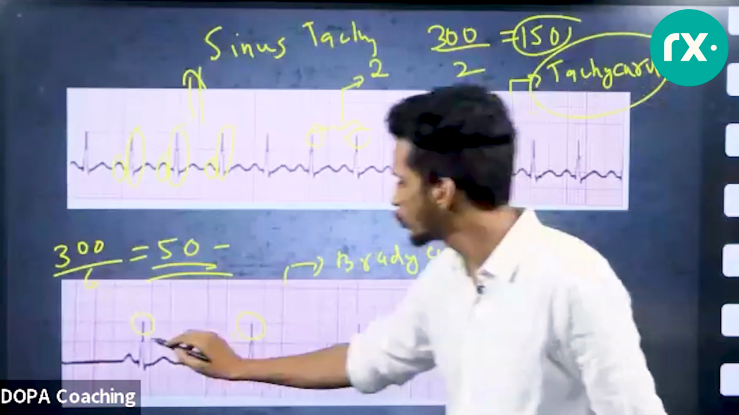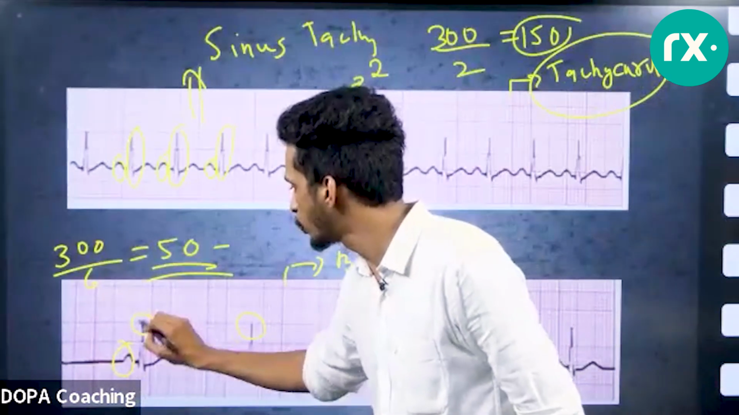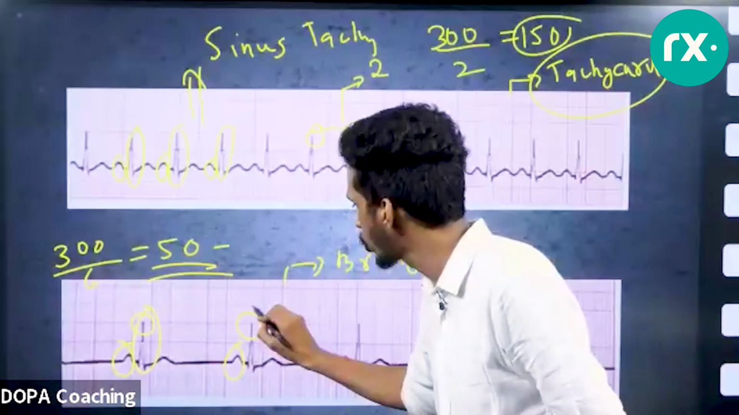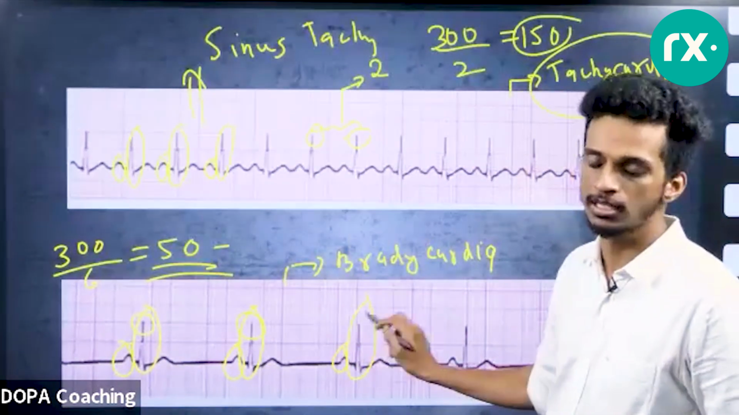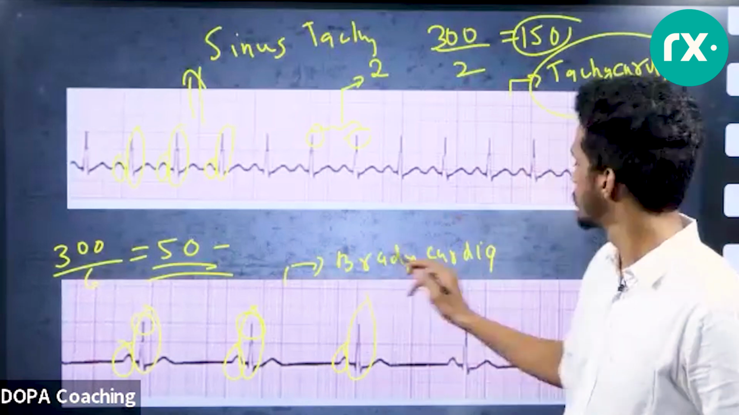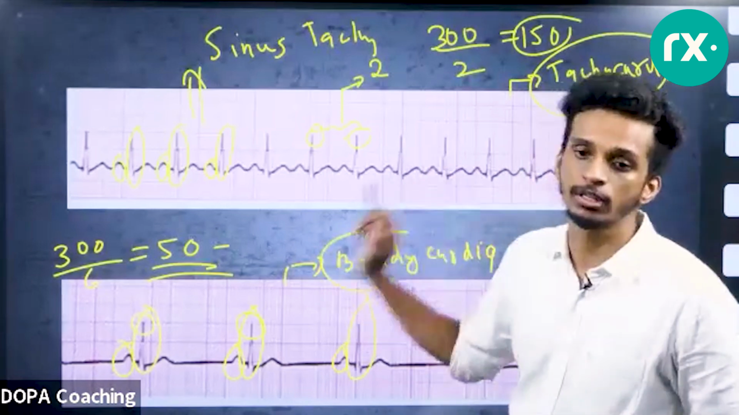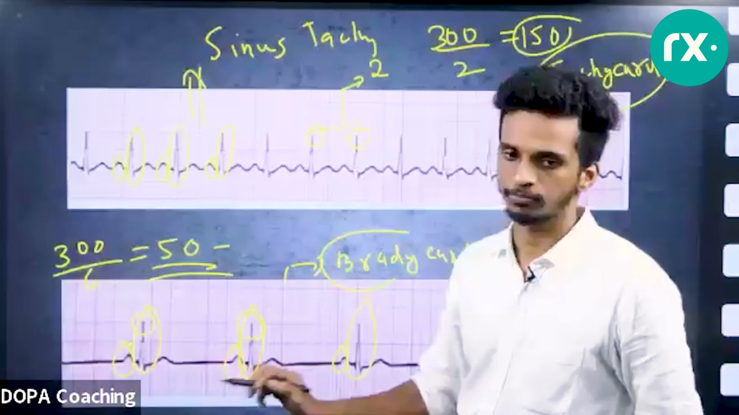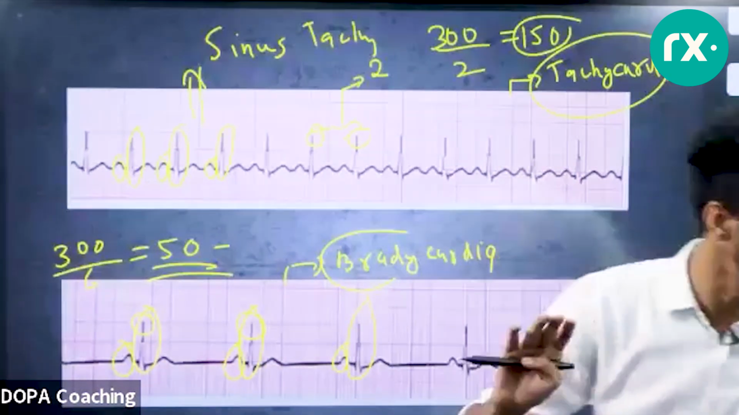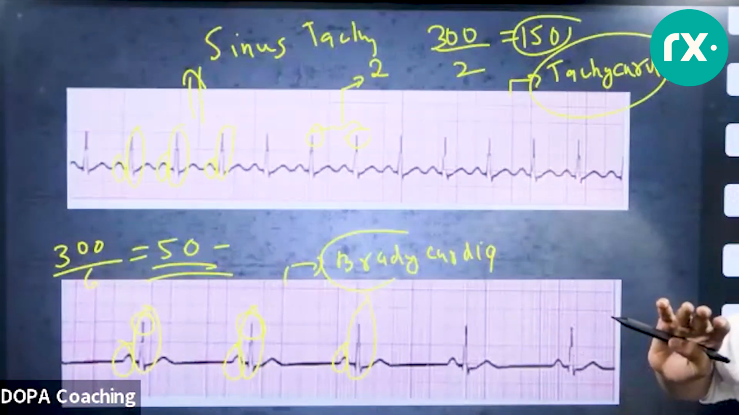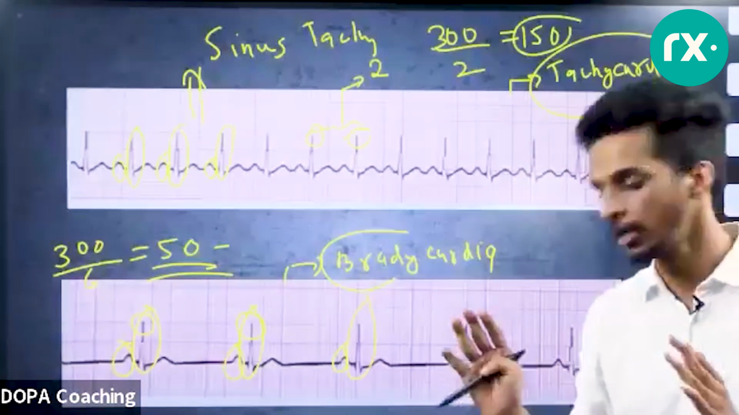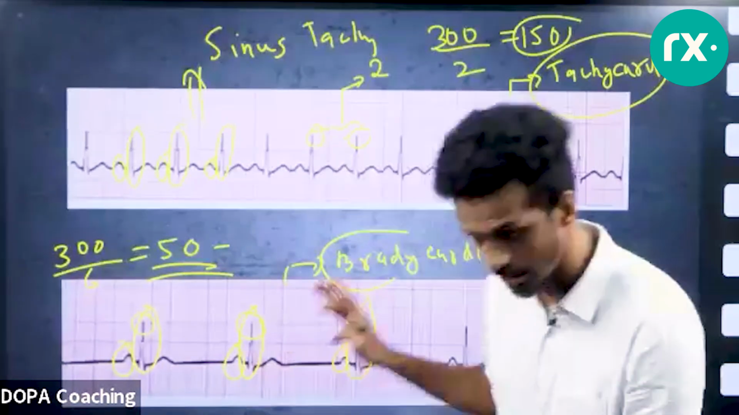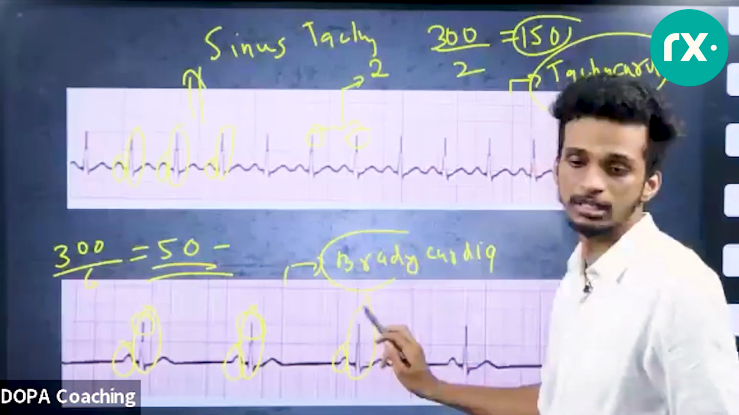Now, again, you can look here. This P wave is followed by a QRS. This P wave is also followed by a QRS. Again, the second ECG is also in sinus rhythm. And since we have bradycardia here, we call this sinus bradycardia. I hope it's clear up to this point for everyone. Is everybody able to follow me? So this is how you say whether an ECG is in sinus tachycardia or sinus bradycardia.